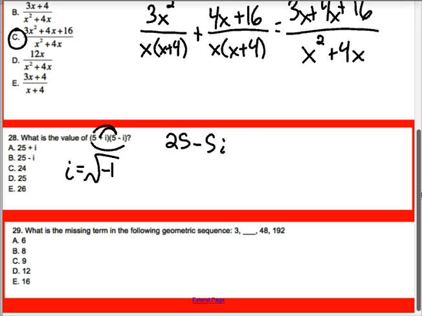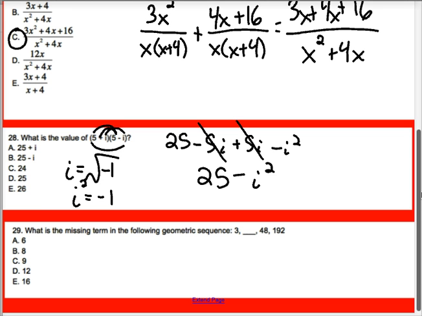Minus 5i, plus 5i, minus i squared. Now notice these insides cancel, 5i minus 5i, so 25 minus i squared. Now notice it's not any of the answer choices, because I want you to think, if I know what i is, if I square both sides, that means i squared is equal to -1. So your 25 minus -1 is where I get 26. And that is going to be my answer.